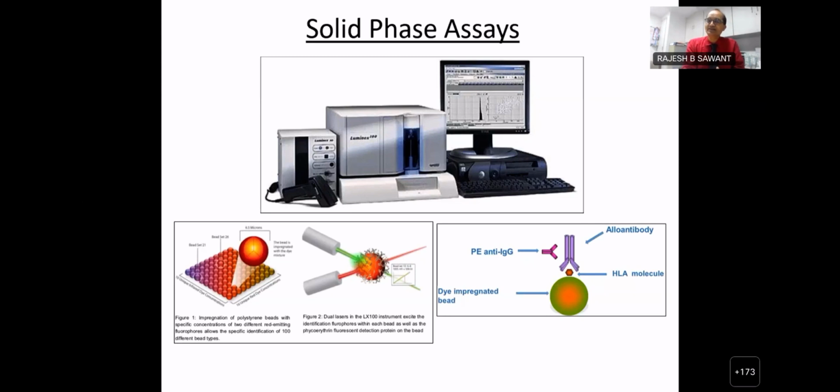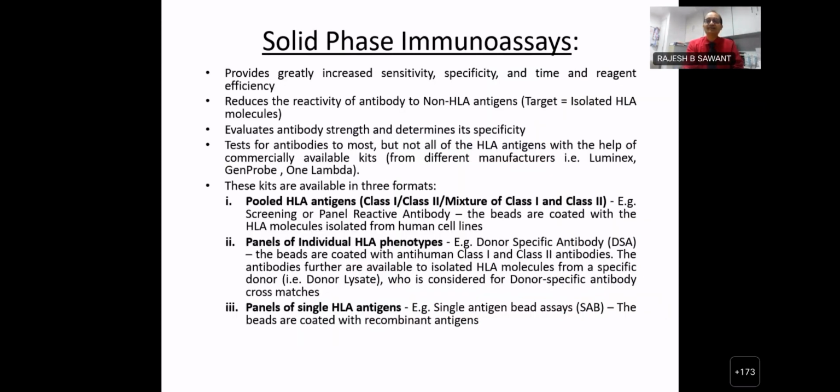The next very commonly used platform is solid phase testing. And I'm sure you all must have heard about the Luminex technology or the xMAP technology in the solid phase assays over here. So basically here, these kits have various beads that are coated with various class 1 and class 2, or a mixture of class 1 and class 2, antigens depending upon what you want to detect. So whether it is a class 1 test for class 1 antibodies or class 2 antibodies, based on that you will have various panels available, and you have panels for single HLA antigen also, like I talked about the single antigen bead test, right?